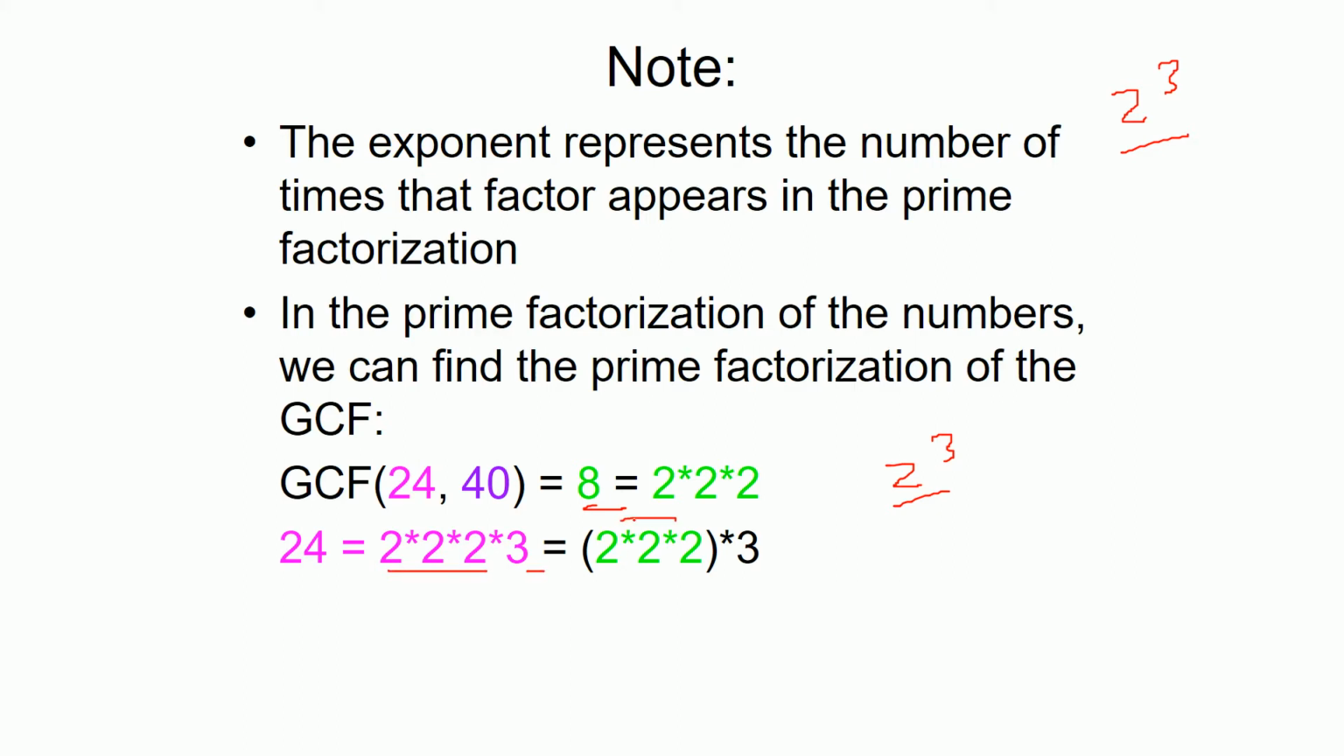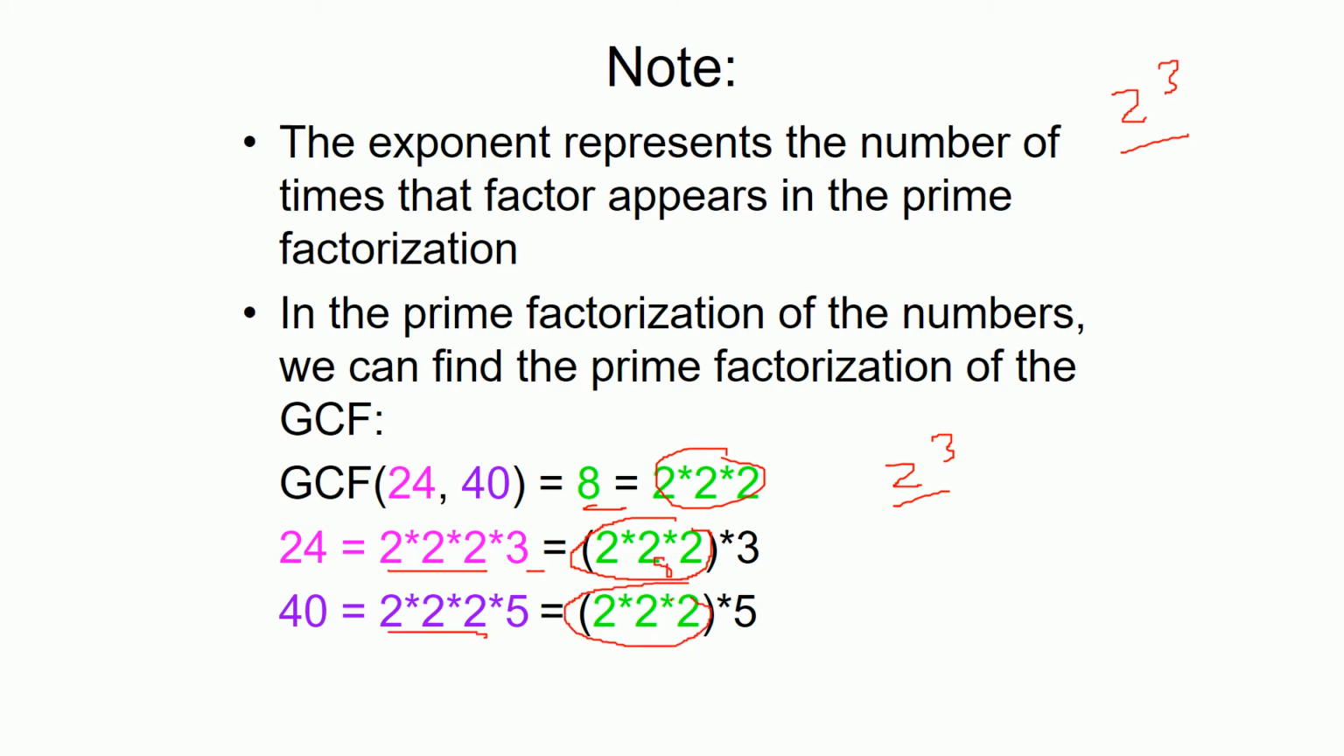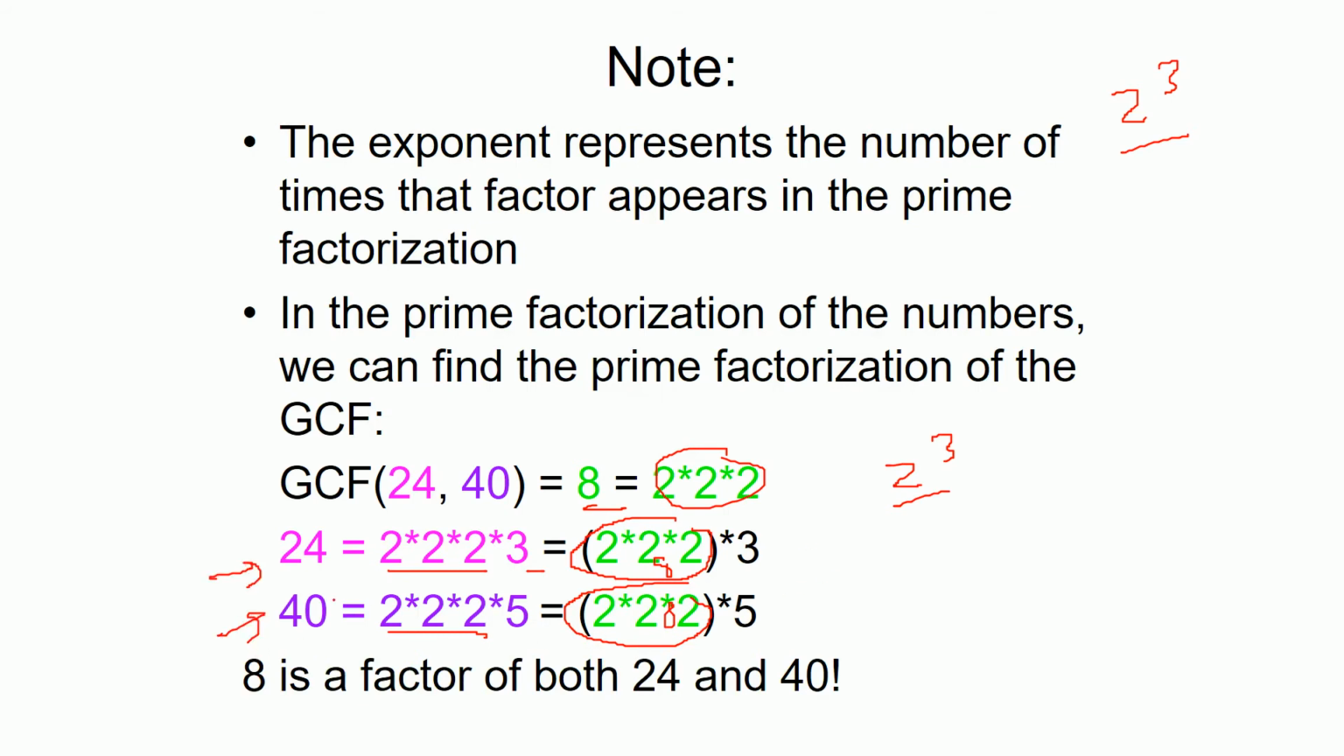So you can have 8 here. This is 2 cube. And in the 40, you see this 2 into 2 into 2, that is again 8. So 8 is a factor of both 24 and 40. So it divides 24 and 40 entirely.